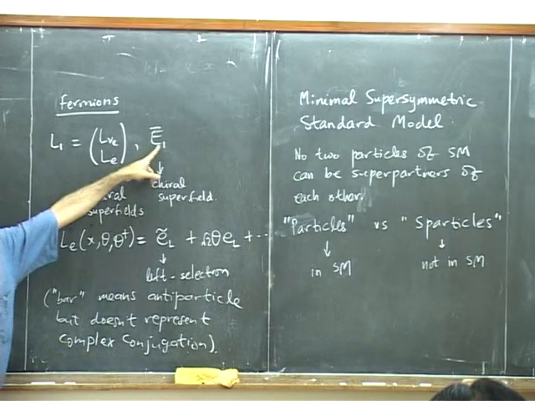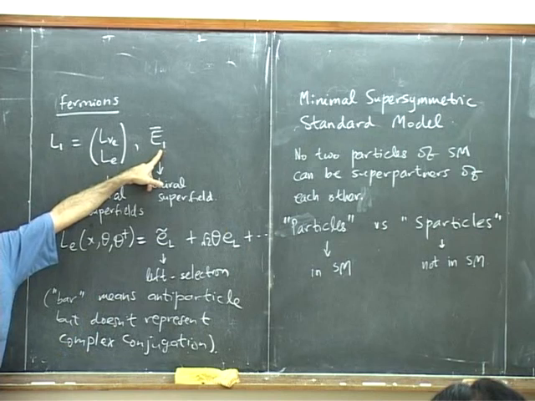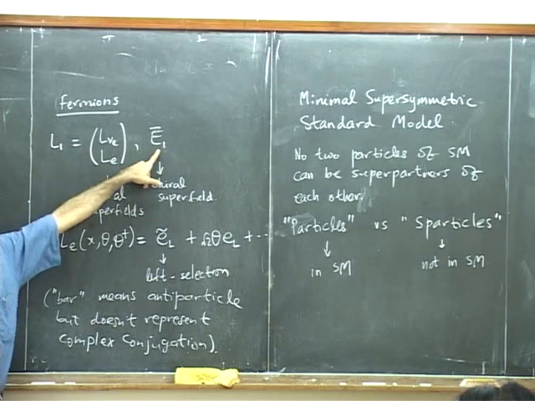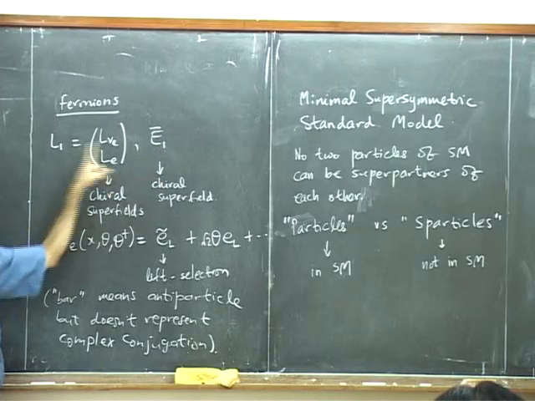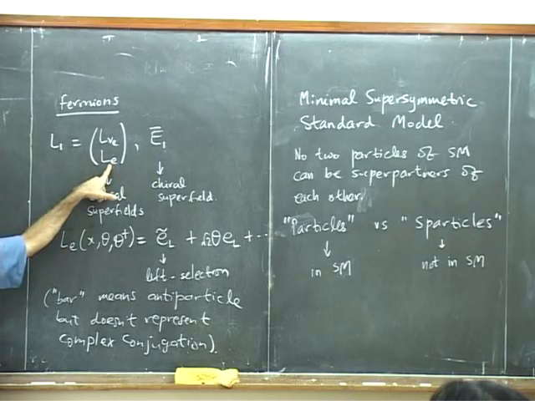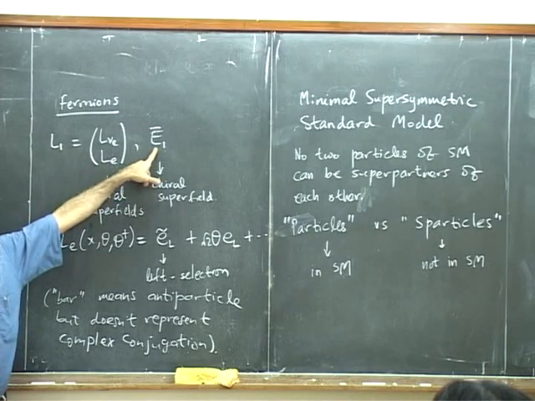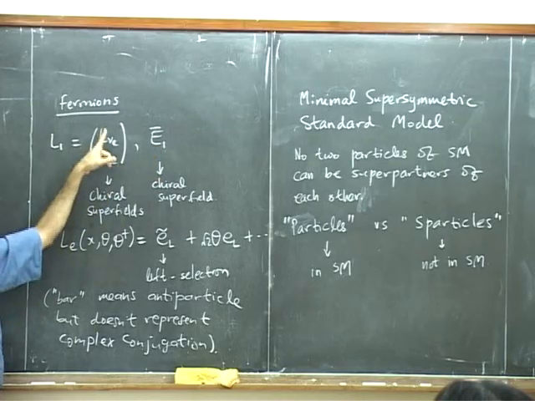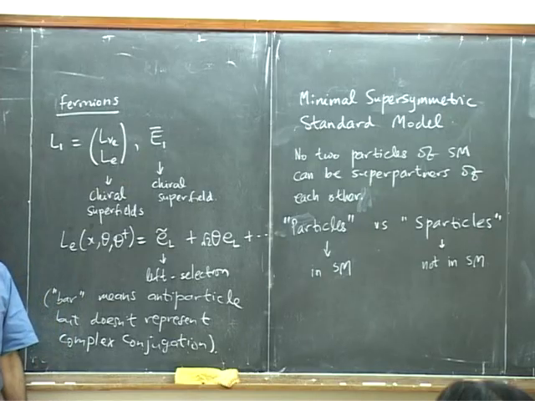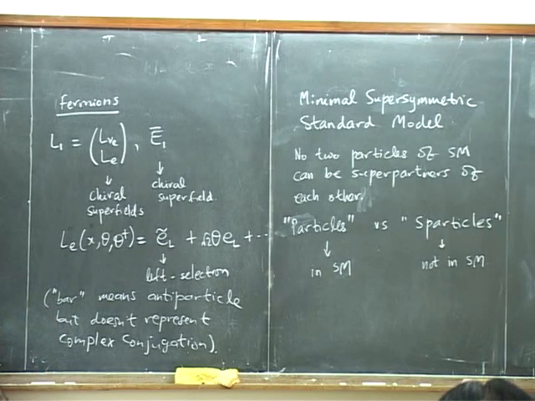Finally, these ones refer to the first generation. So without any further work, you can extend this to L2 E bar 2, L3 E bar 3, where L2 is the muon neutrino and muon superfield, left-handed, and then the left-handed anti-muon, and then the same for nu tau and tau, and the left-handed anti-tau. So that takes care of all the superfields for the electrons.